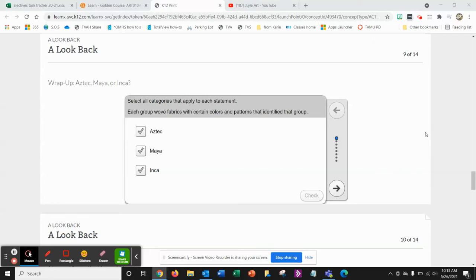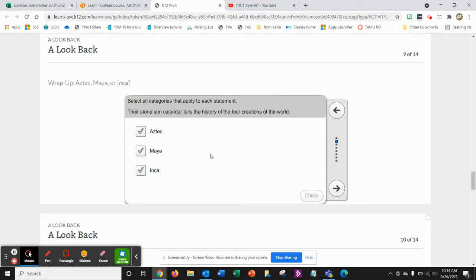Hi there, we are continuing on with Unit 5.15, a review. This is part 3. So if we were going to select all categories that apply to each statement, each group wove fabrics with certain colors and patterns that identified that group. Aztec, Maya, and Inca, they would say all of those.